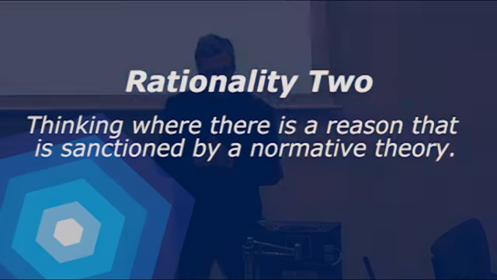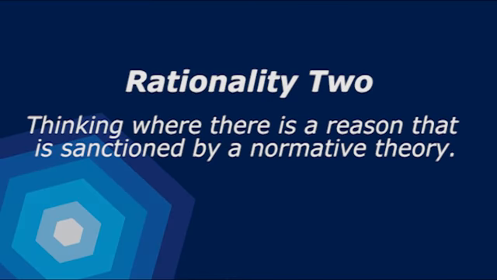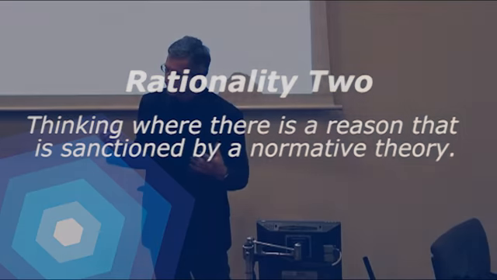And then there is rationality 2, impersonal rationality, rationality of process: thinking where there's a reason that's sanctioned by normative theory. So that's thinking logically. So, two ways of thinking straight. Thinking clearly about what you want, thinking clearly about how things are. See the pure and practical distinction in there again?